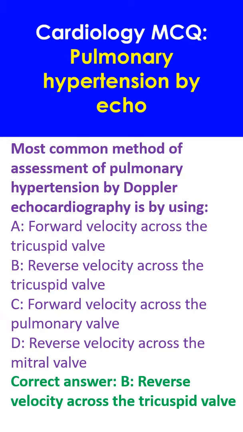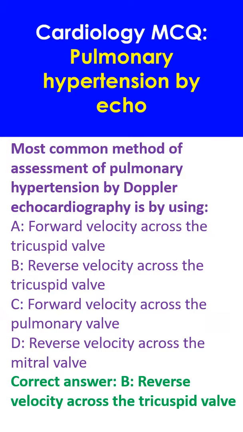Correct answer: B. Reverse velocity across the tricuspid valve. Reverse velocity across the tricuspid valve is that due to tricuspid regurgitation. Bernoulli equation, P equal to 4V squared, gives the gradient of tricuspid regurgitation flow, which corresponds to the pressure difference between right ventricle and right atrium in systole.